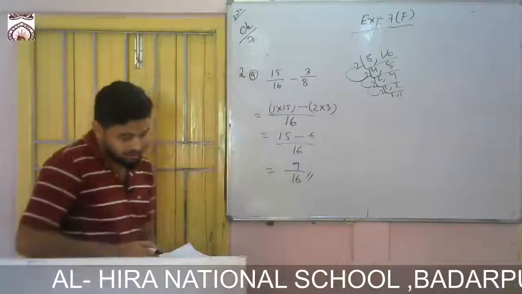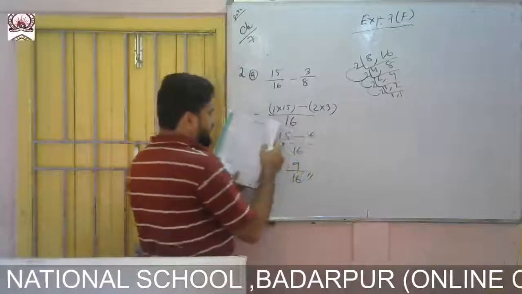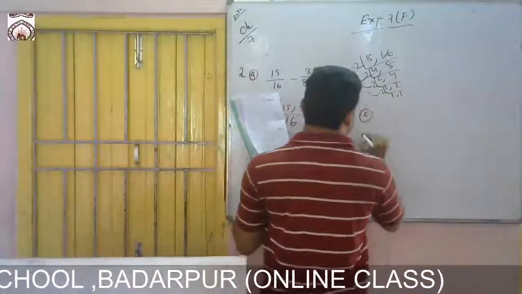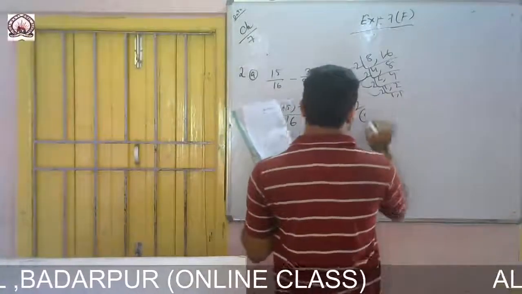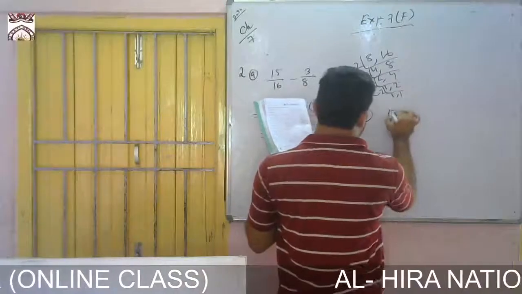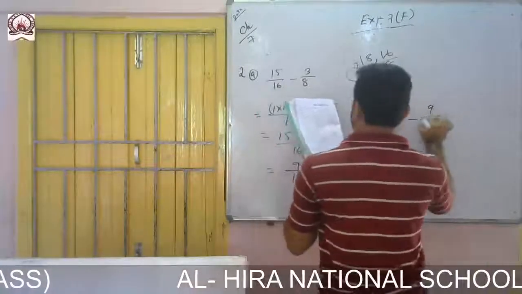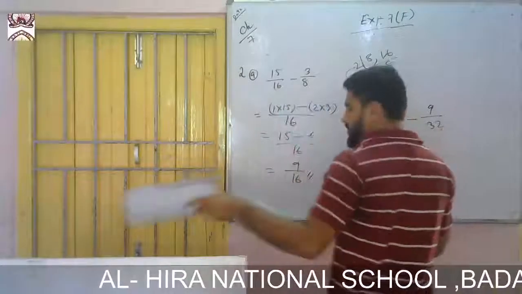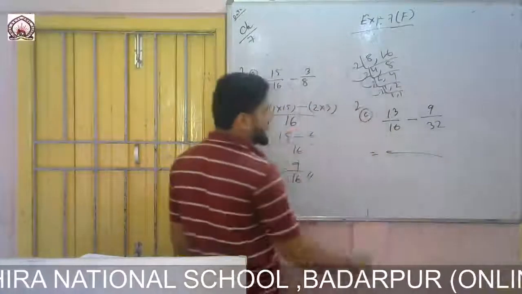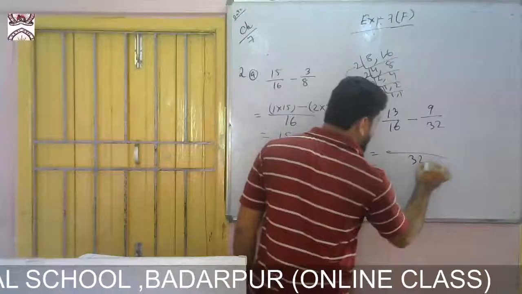Okay, so now come to question number C. What is there? You see 2C, what is there? 13 by 16 minus 9 by 32. Since 16 and 32, 16 can divide 32, so I can write directly 32 is the LCM.